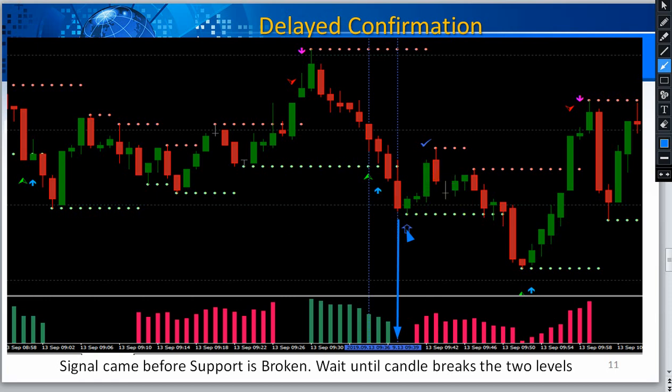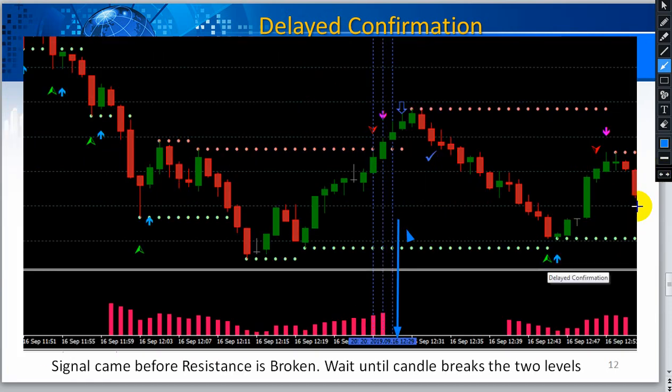Okay. A similar thing happens for these other setups. This is now for a put. You can see the market was moving up previously from support to resistance. Now the pre-alert comes here on this candle, but what's happening with this candle? This candle has not crossed above resistance. So you wait until it crosses resistance and also crosses the other. So there are two levels of resistance, this one and this one.